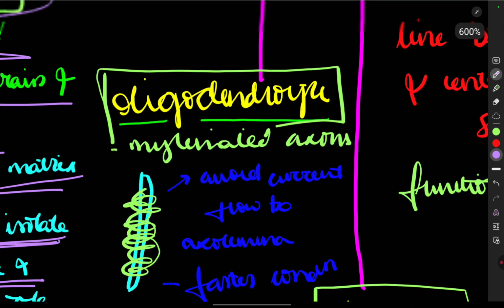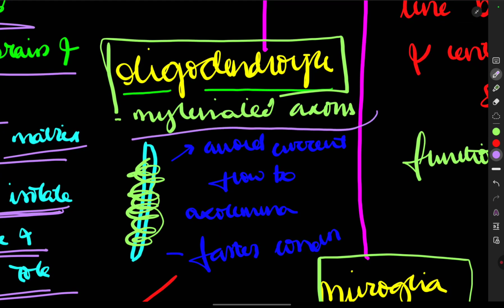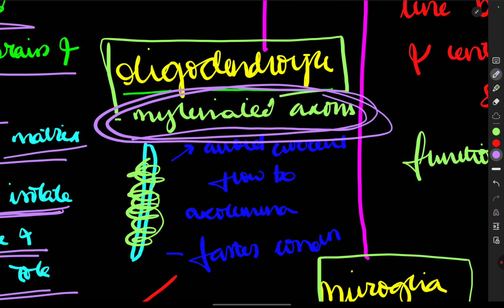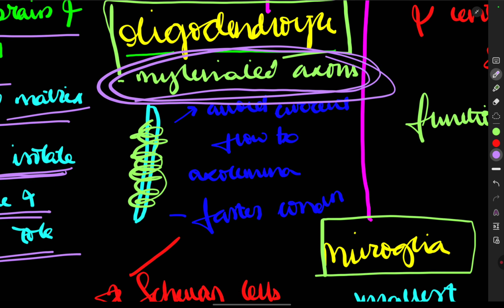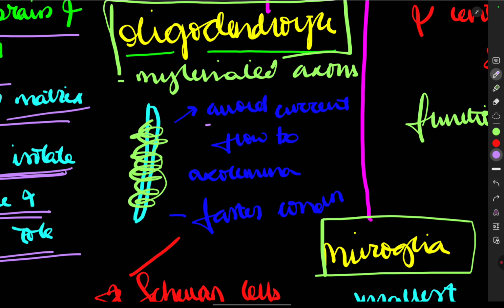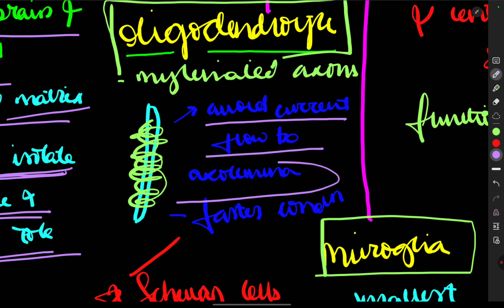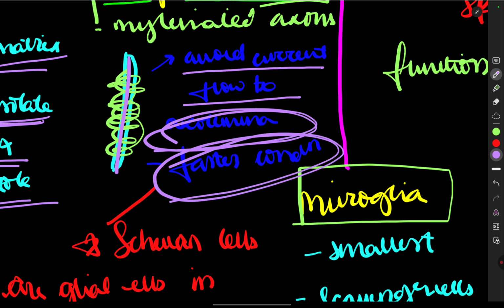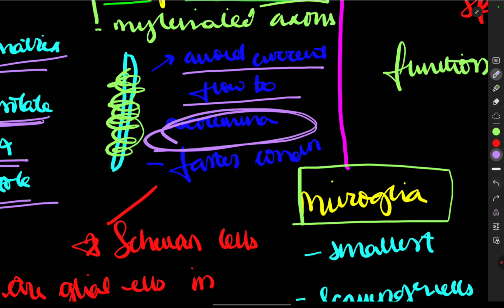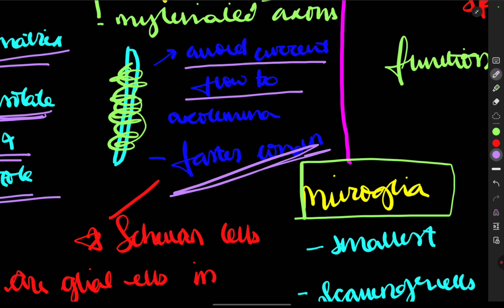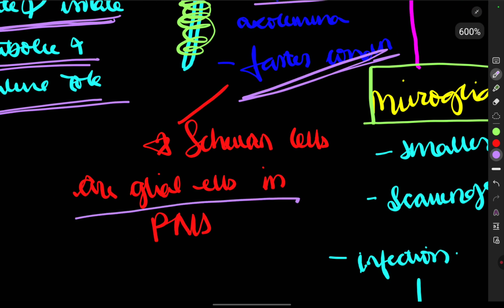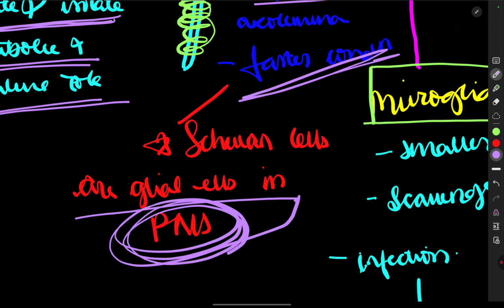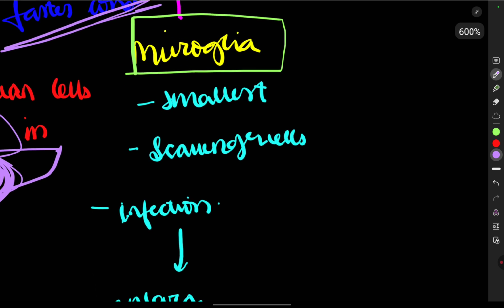Now oligodendrocytes. They are the myelinated axons. They avoid current flow to the axolemma for faster conduction. What is the significance? Its significance is faster conduction. Schwann cells are the glial cells in the PNS. So in the CNS it is called the neuroglia, and in the PNS it is called the glial cells.